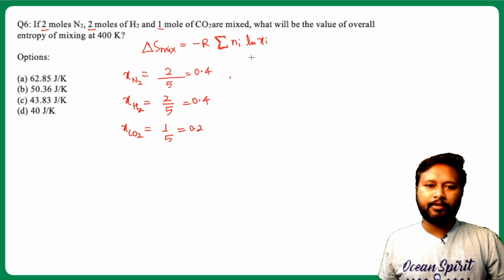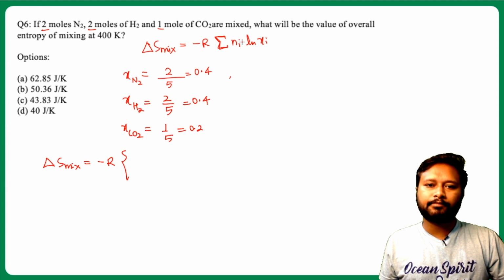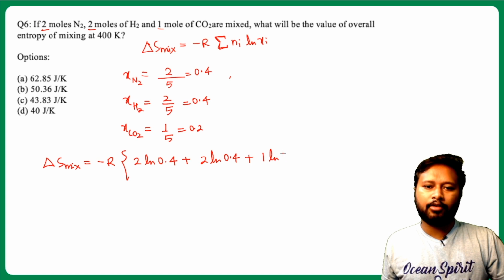So I can now substitute everything here. According to the formula, my delta S of mixing should be equal to minus R, I'll leave this as it is, and then the number of moles of nitrogen is 2 and ln 0.4, plus hydrogen, the number of moles is 2, then ln 0.4, and then plus for CO2, the number of moles is 1 and ln 0.2. All right, so this is how you are going to have it.